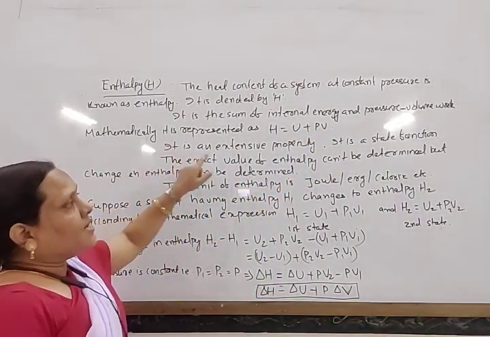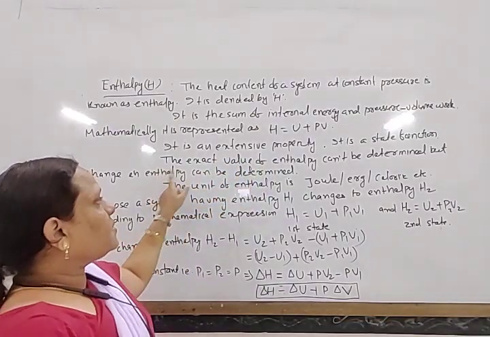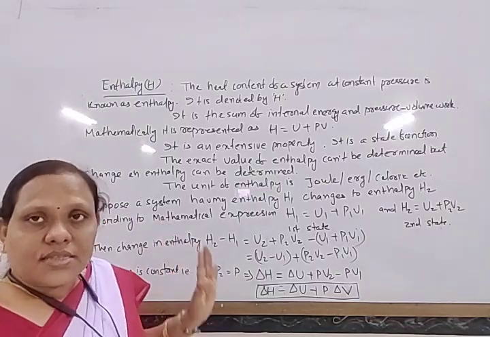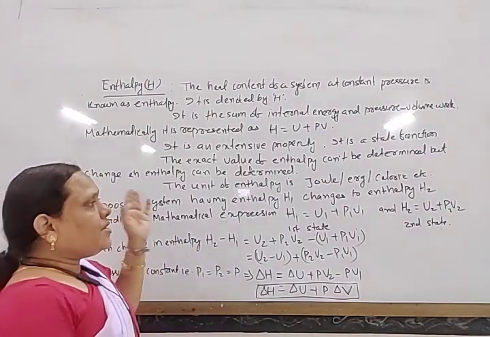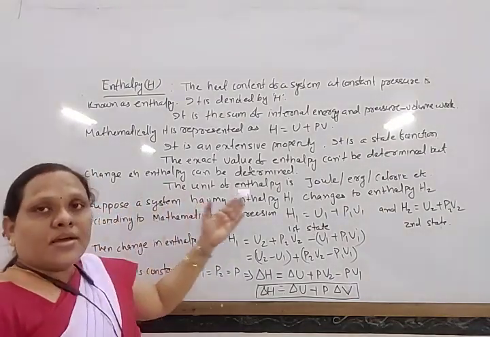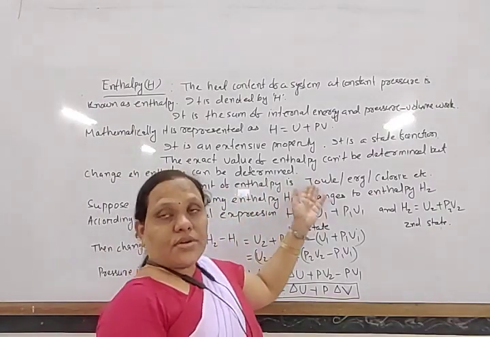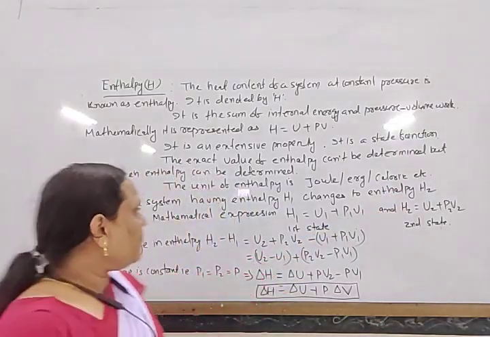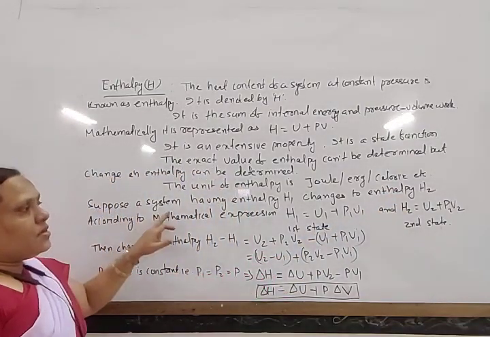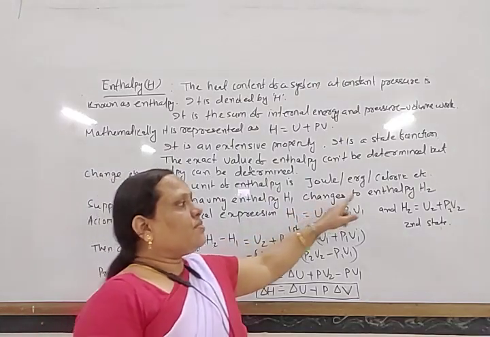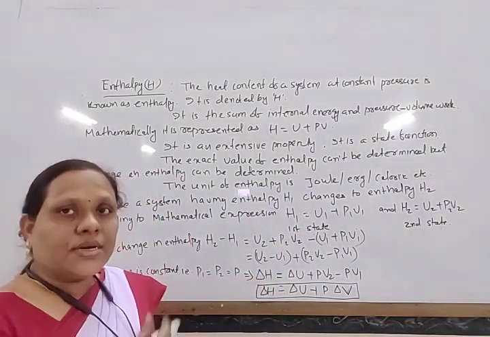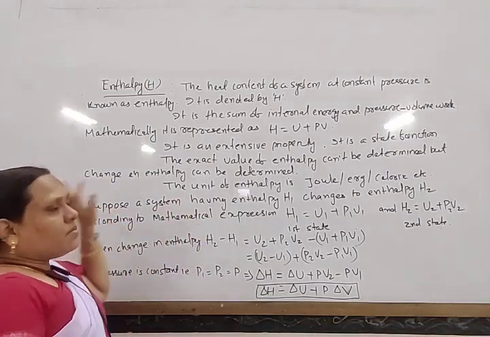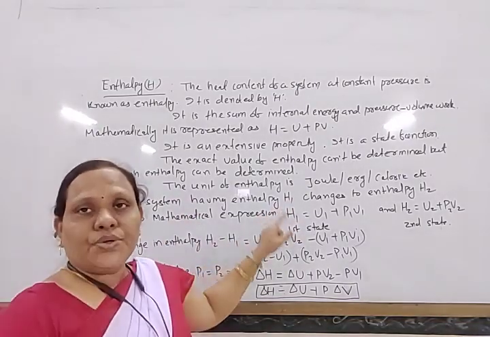It is an extensive property and a state function. The exact value of enthalpy cannot be determined, but the change in enthalpy can be determined, and its unit is the same as that of internal energy, joule or calorie. Suppose a system having enthalpy H1 changes to enthalpy H2, that is, from one state to another state. Enthalpy is a state function. From the mathematical relation, we know H is equal to U plus PV.